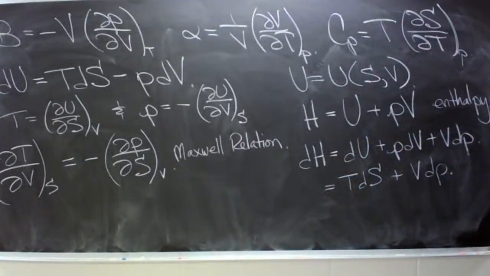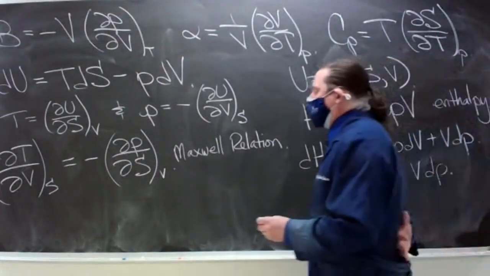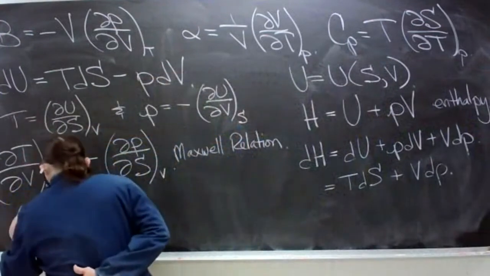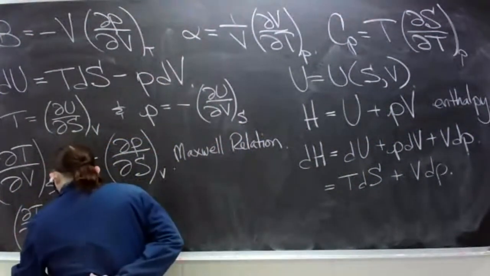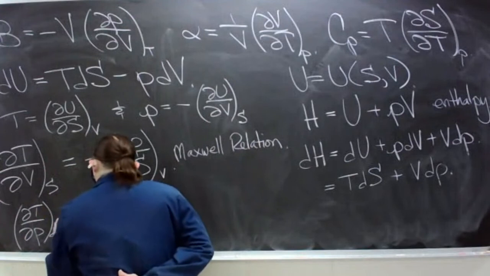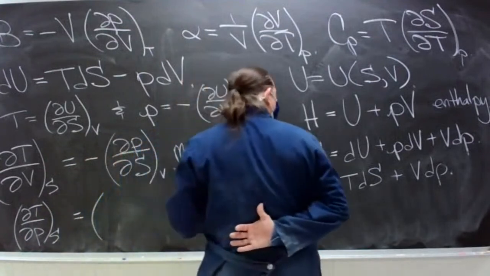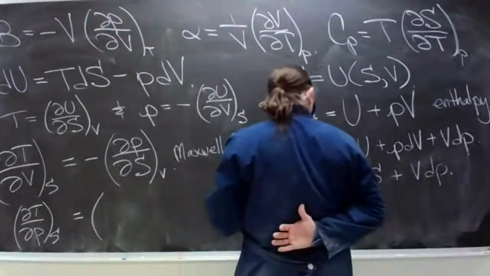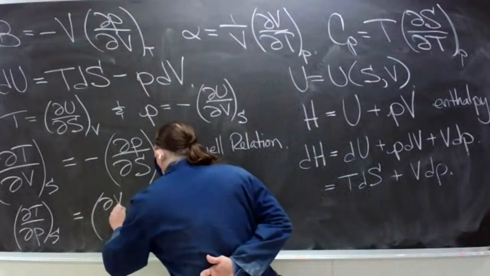Now, we're not using it for that. We're using it to get another Maxwell relation. So I would say the change in temperature by the change in pressure at constant entropy is equal to the change in volume by the change in entropy at constant pressure.